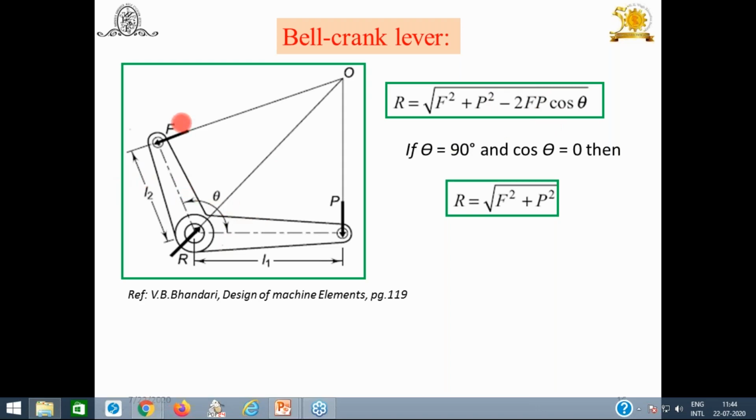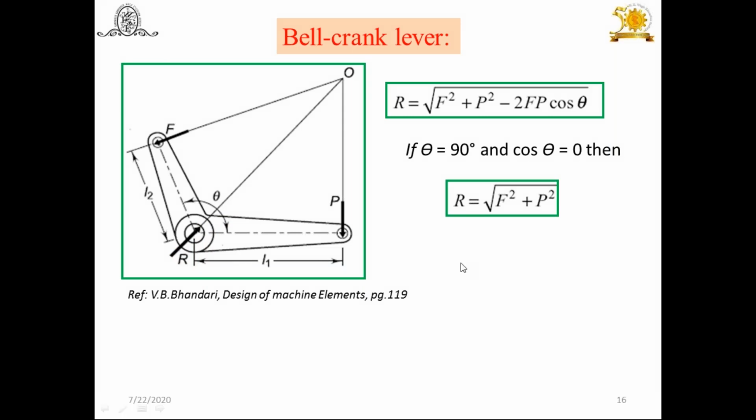And if this angle for the bell crank lever becomes 90 degrees, suppose in this case the F position is like this, theta is 90, cos theta becomes 0, and that term becomes 0. Therefore, you will get R is equal to under root F square plus P square to get the reaction at the pin. So in this way, you can carry out the force analysis. This is about step number 1.